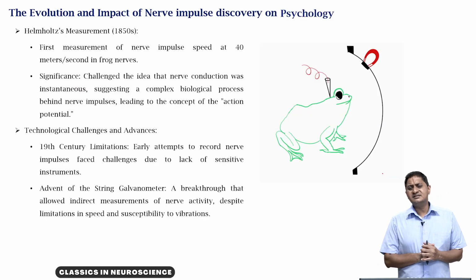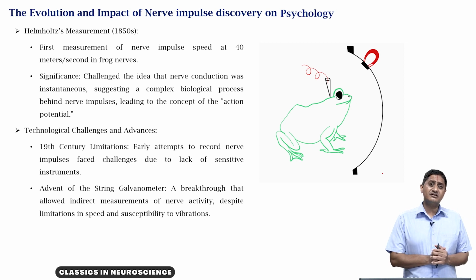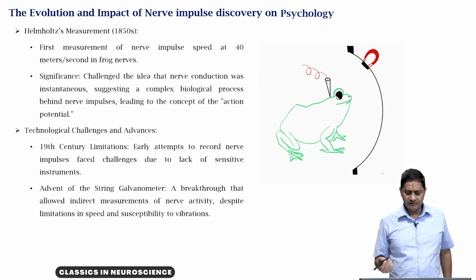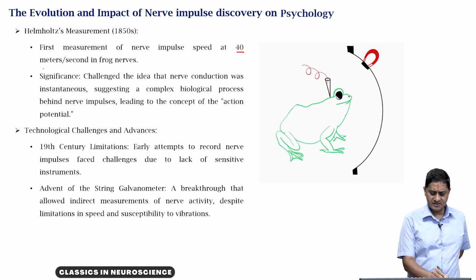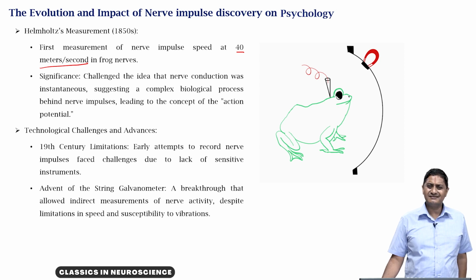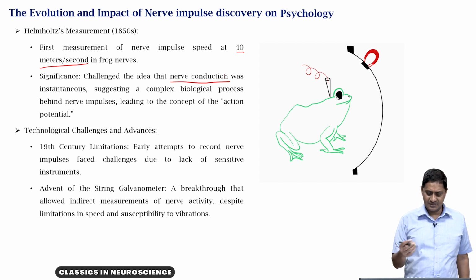But if electricity is getting conducted through nerves like in cables, is it getting conducted instantaneously, like electrons flowing through an electric cable? The answer is no. It is fast, but not that fast. When nerve impulse was measured in frogs, it was found that it travels at a speed of 40 meters per second. So, it is not that fast. This suggested that nerve conduction was not instantaneous like it happens in electric cables.